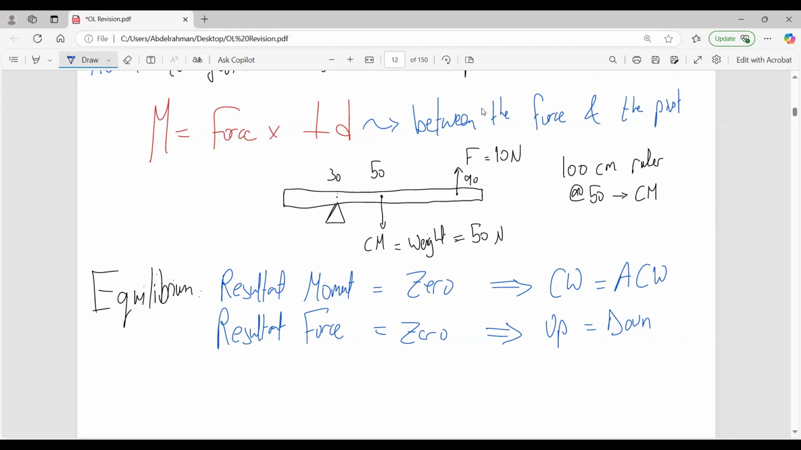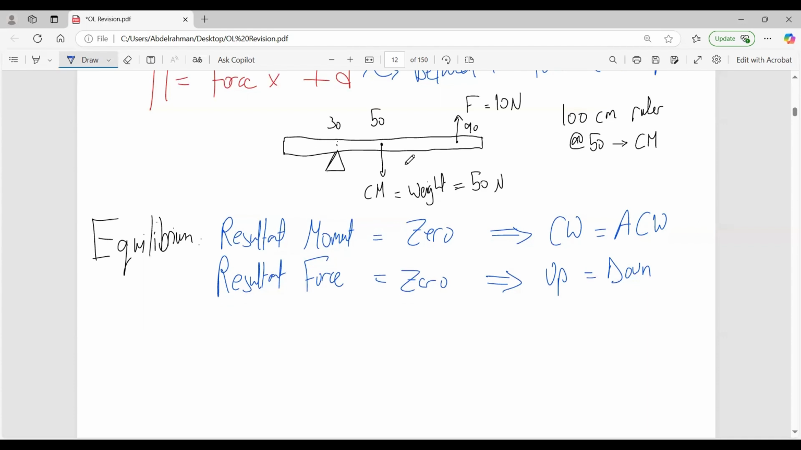So equilibrium: when we're talking about these questions, you must satisfy these two conditions. Resultant moment equals 0, resultant force equals 0. For this question, for example, I have this beam. Can I find out if it's in equilibrium or not? Yes, I need to first of all find the clockwise moment and the anti-clockwise moment.